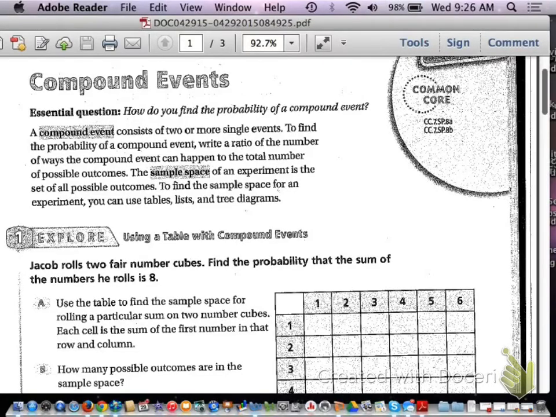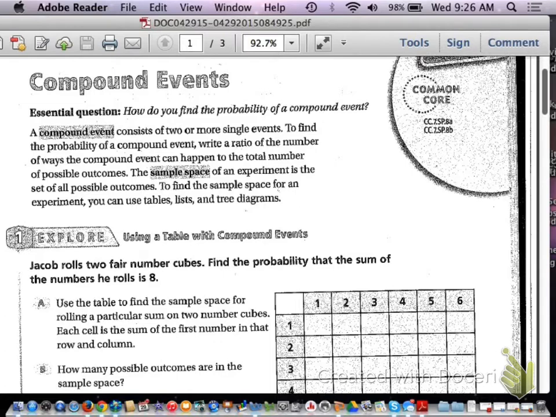Okay, today we're going to be looking at compound events. We'll find the probability of compound events. We'll look at the sample space to find the total number of outcomes. So we will use lists, and we will use tree diagrams.